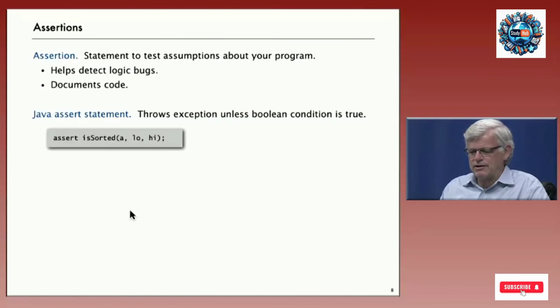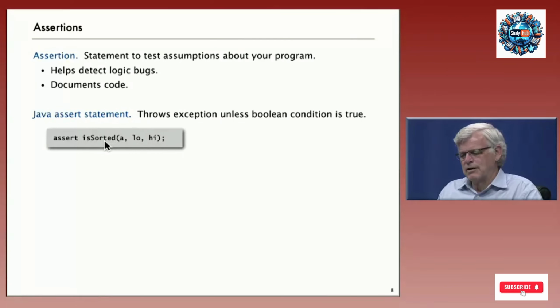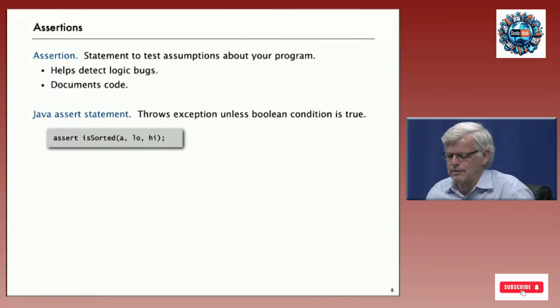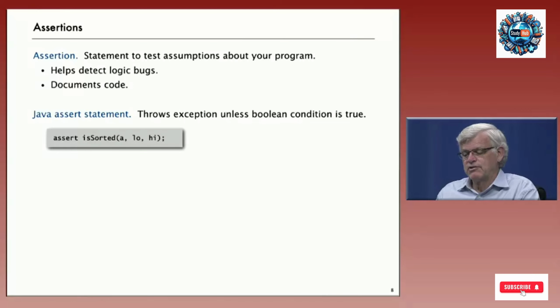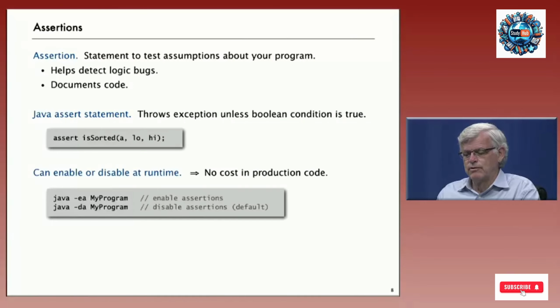So in Java it's just an assert statement, and it takes a Boolean condition. In this case, we're using that method isSorted that we wrote before that returns true if the part of the array is sorted and false if it's not. And what assert will do is it'll throw an exception unless that condition is true.